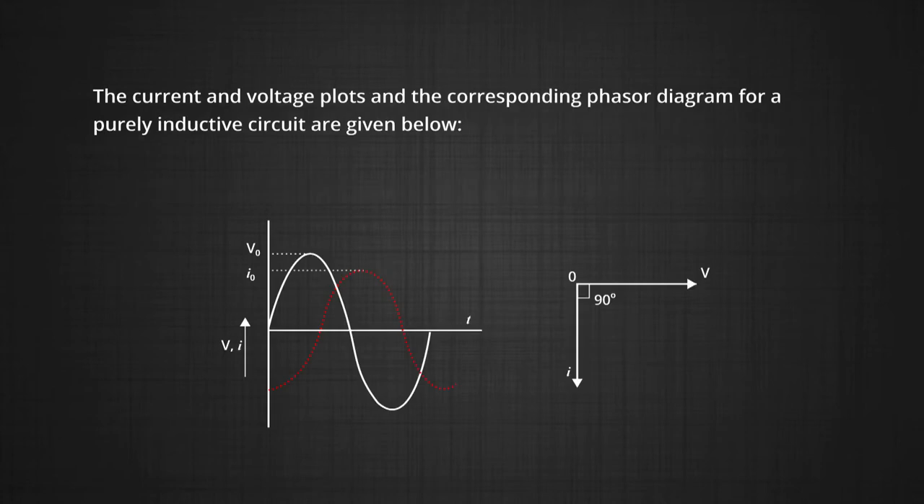Here the current and voltage plots and the corresponding phasor diagram for a purely inductive circuit are given below. We can see here the variation of voltage and current when there is an inductor in the circuit. There is a phase difference of pi by 2 between voltage and current, that is, the phase is plus 90 degrees.